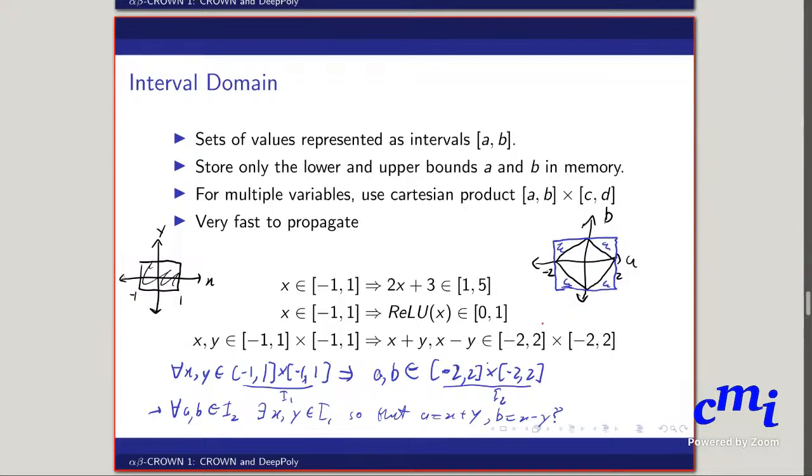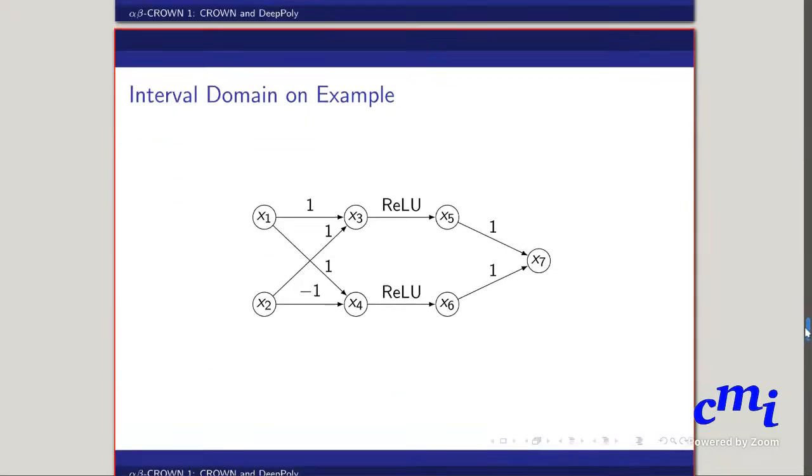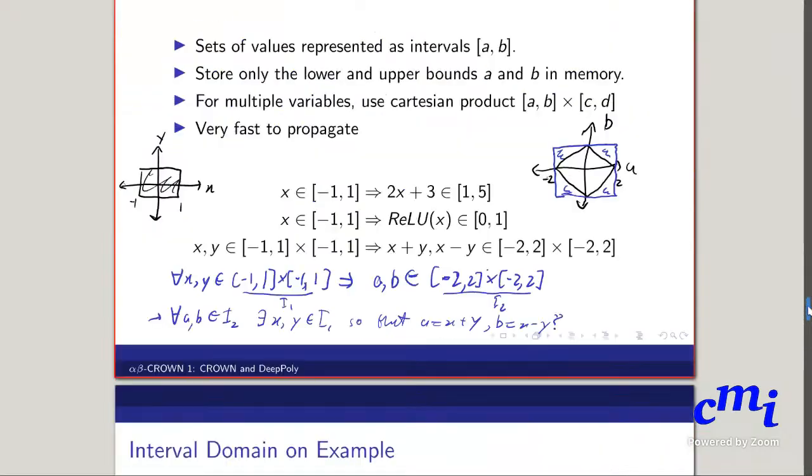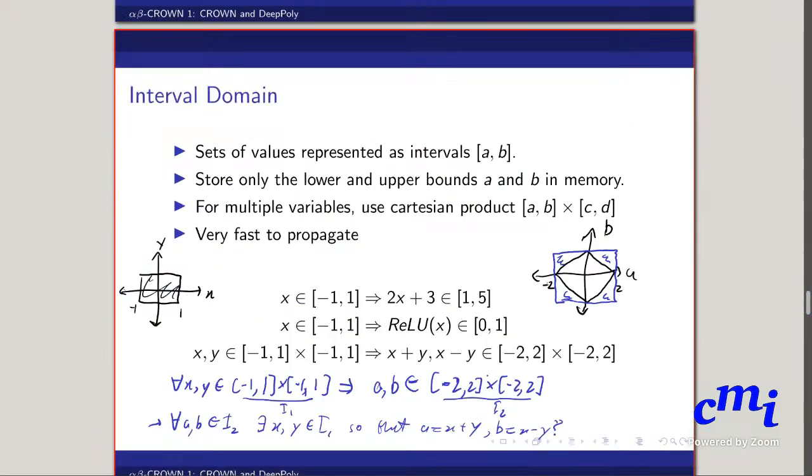And this will become very important when we take it up in the next class and we actually look at what happens in a neural network when we use an interval domain, right? So I think this is a good point to stop.